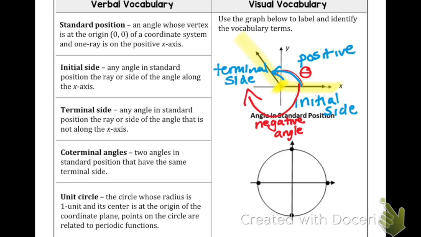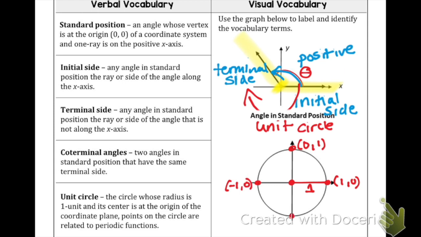Okay, so your unit circle is down here. We're going to make our unit circle right here. And your unit circle is a circle whose radius is 1 unit and its center is at the origin. So if my center here is at 0, 0, and we go out 1 unit, then that ordered pair out there is going to be at 1, 0. Going up would put me at 0, 1. Going to the left would put me at negative 1, 0. Going down would put you at 0, negative 1.